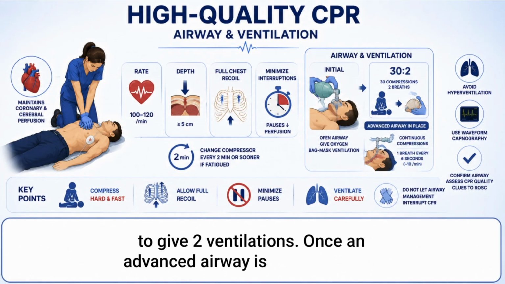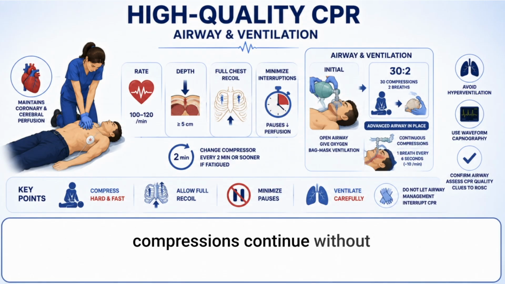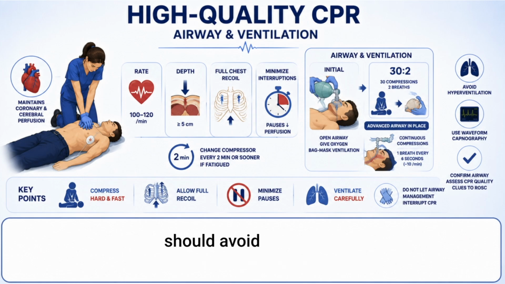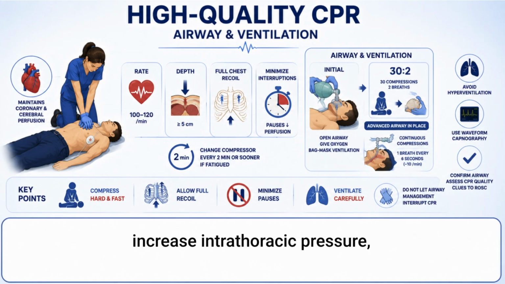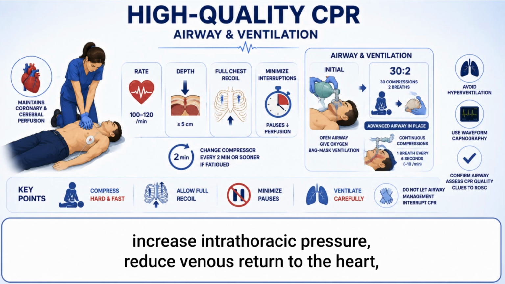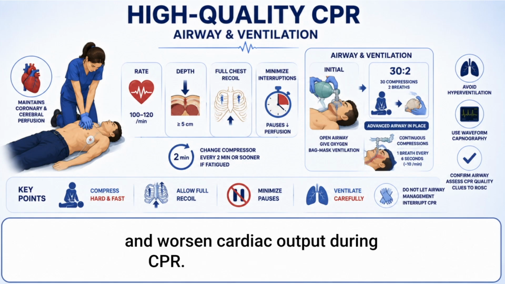Once an advanced airway is in place, chest compressions continue without pauses, and ventilation is given once every 6 seconds, which is about 10 breaths per minute. We should avoid excessive ventilation. Hyperventilation can increase intrathoracic pressure, reduce venous return to the heart, and worsen cardiac output during CPR.